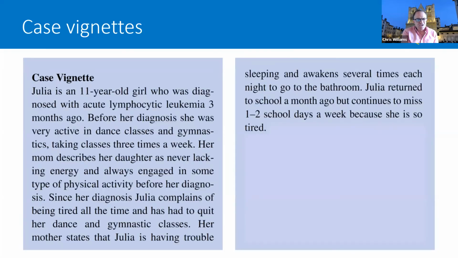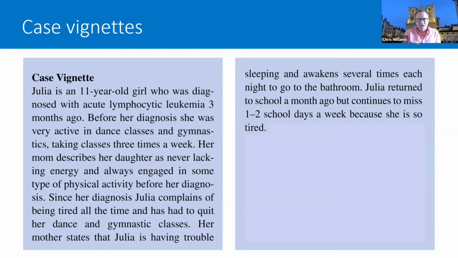And our second case here is Julia, an 11-year-old girl diagnosed with acute lymphoblastic leukemia 3 months ago. Before her diagnosis, she was a really active kid in dance classes and gymnastics, taking classes 3 times a week. Her mum describes her daughter as never lacking energy and always engaged in some type of physical activity before her diagnosis. And since then, she's complained of being tired all the time. She had to quit her dance and gymnastic class.